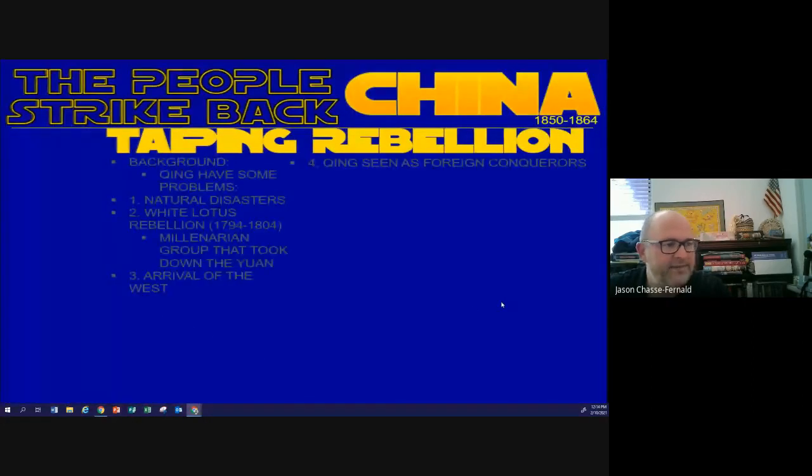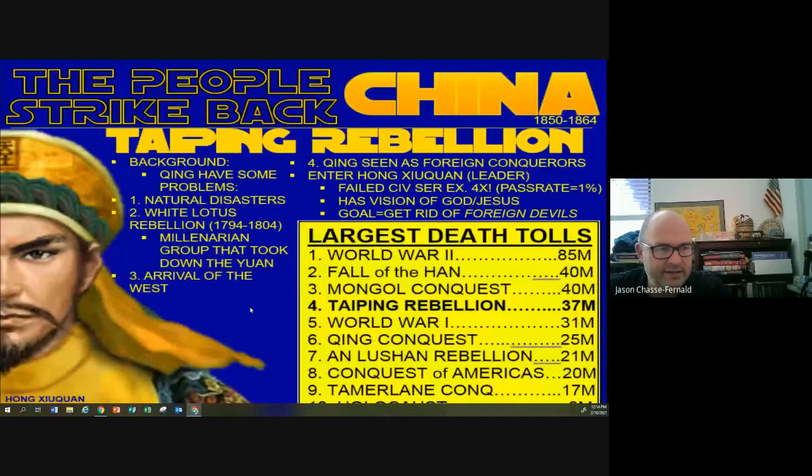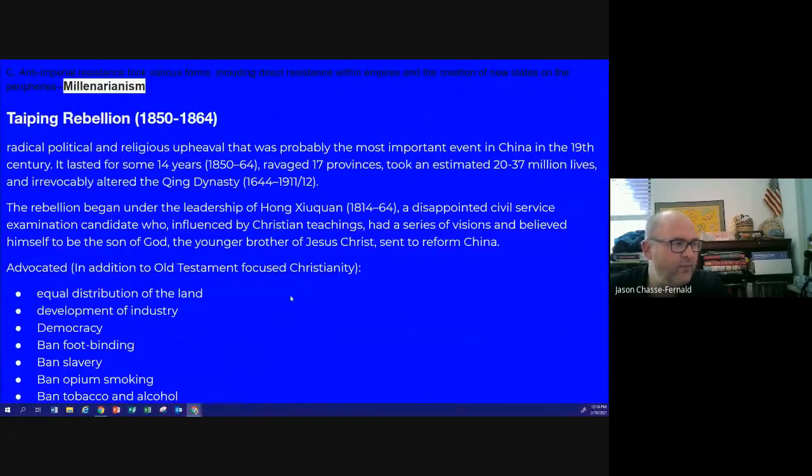All right. So as far as the Taiping Rebellion is concerned, what do we really need to get out of this? One is that it's a very bloody rebellion, right? So I've seen numbers as low as 20 million dead, as high as 40 million dead.